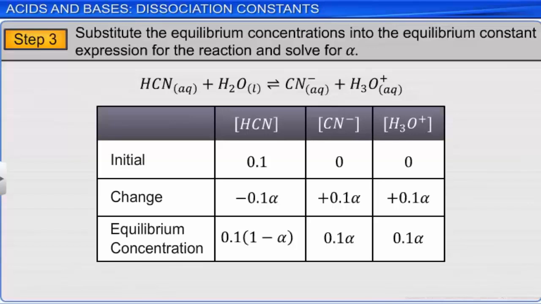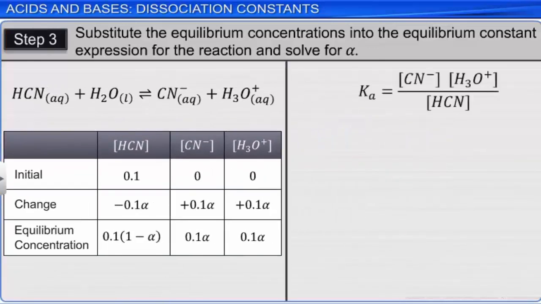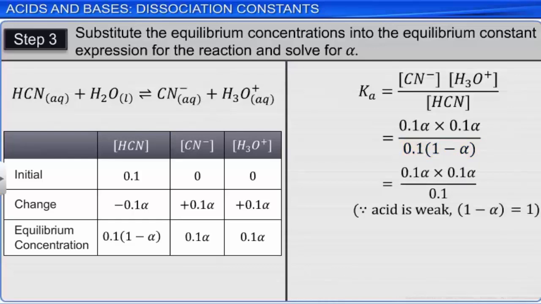The expression for the dissociation constant of hydrocyanic acid can be written as Ka equals product of concentrations of cyanide and hydronium ions divided by concentration of hydrocyanic acid. On substituting the equilibrium concentrations into this equation, we get 0.1 alpha multiplied by 0.1 alpha divided by 0.1 multiplied by 1 minus alpha. As hydrocyanic acid is a weak acid, it undergoes dissociation to a very little extent, and hence the value of alpha is very small. Thus, 1 minus alpha can be taken as 1. Thus, Ka becomes equal to 0.1 alpha squared.